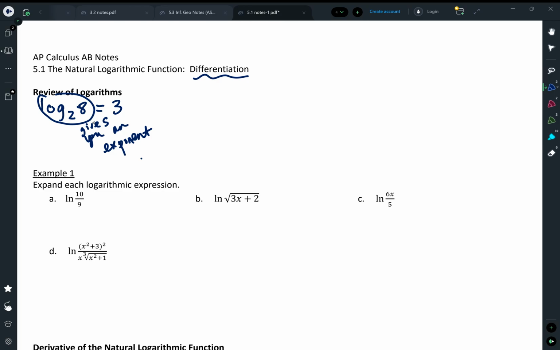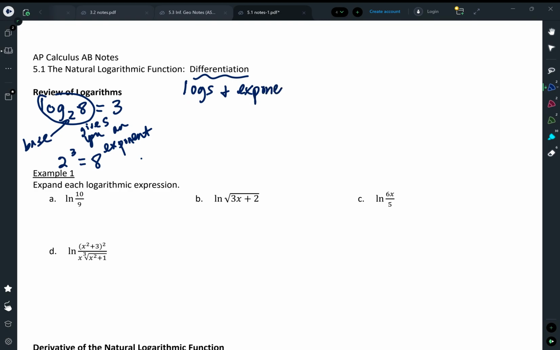So this is the log form: log base 2 of 8 equals 3. And then the exponent form would be 2 to the third power equals 8. So those are equivalent. This is the log form. This is the exponent form. And I do want to make a note here that the 2 is the base. So logs and exponents are inverses.